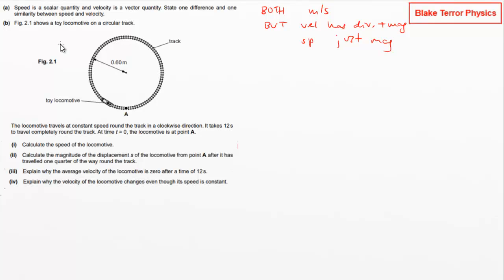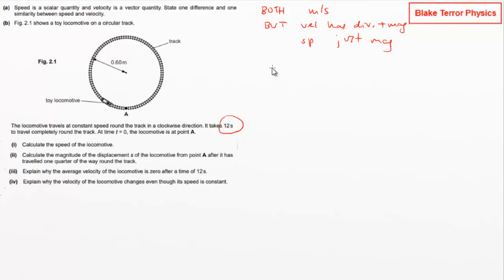2.1 shows a toy locomotive on a circular track. The locomotive travels at constant speed round the track in a clockwise direction. It takes 12 seconds to go round the track, starting at point A. Calculate the speed of the locomotive.